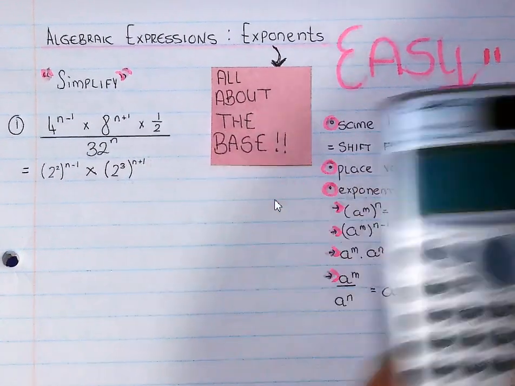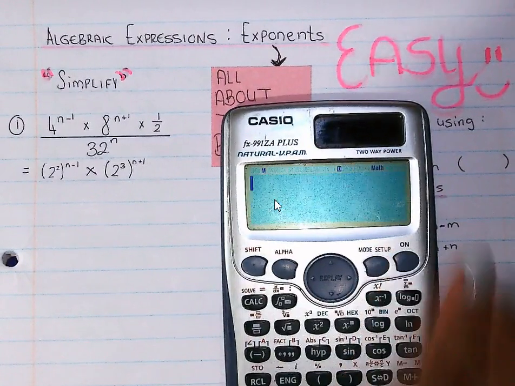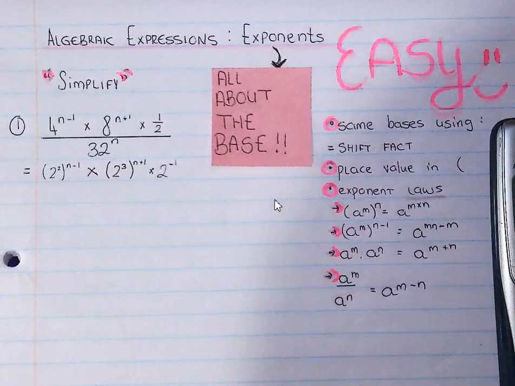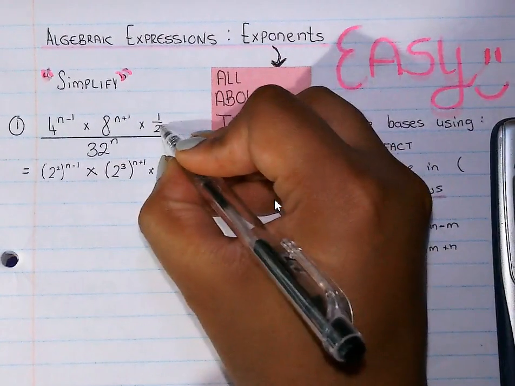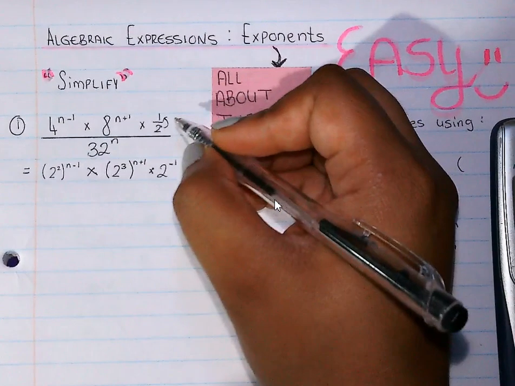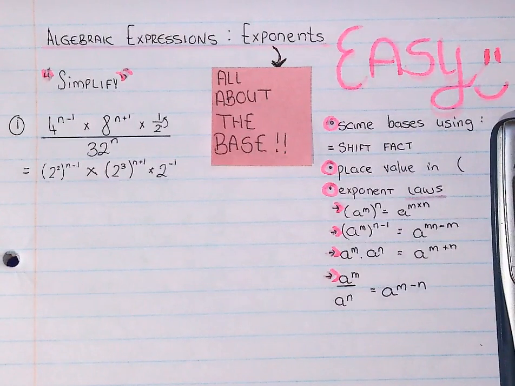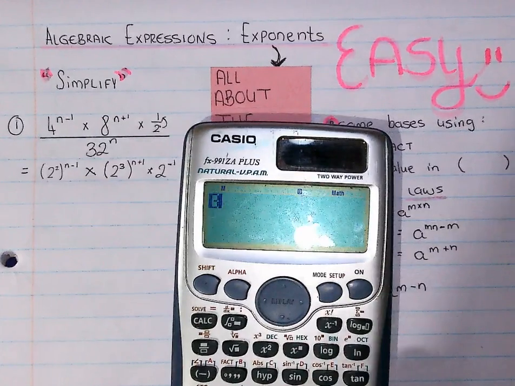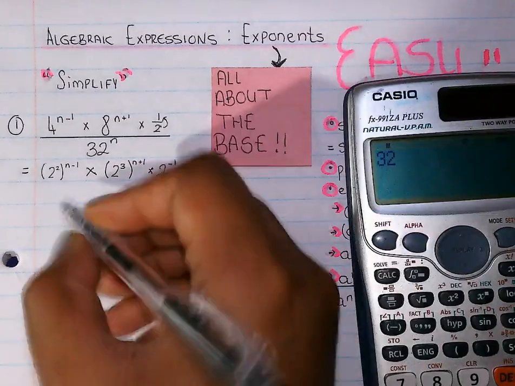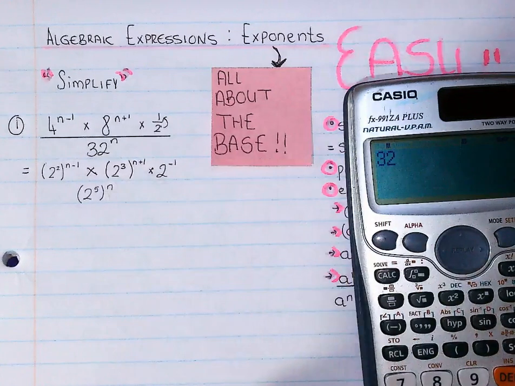And lastly we have 1 over 2, but we want the same base, so 1 over 2 can be written as 2 to the negative exponent. Think of it as us taking this 2 to the 1 to the numerator and making it negative because of that move. So that becomes 2 exponent minus 1. Then in our denominator we have 32, so we go equal, shift, fact, we get 2 raised to the 5th exponent, so we go 2 to the 5, and that has n as an exponent.